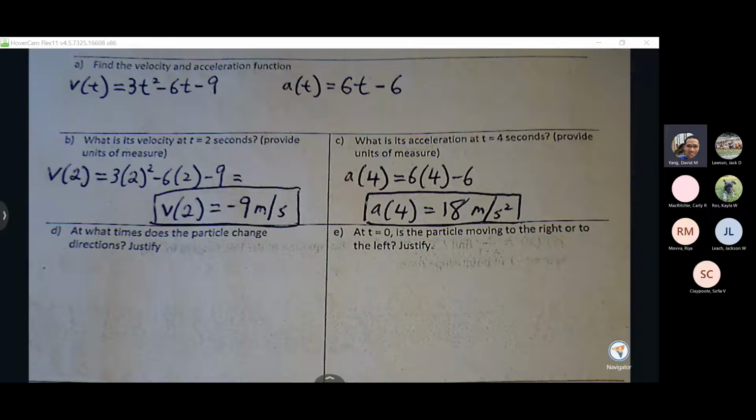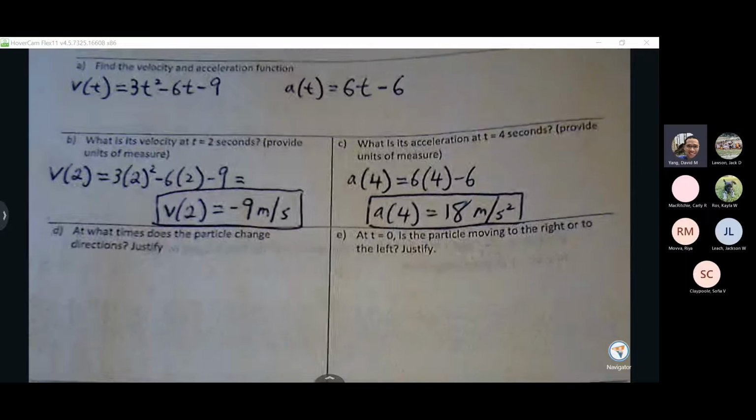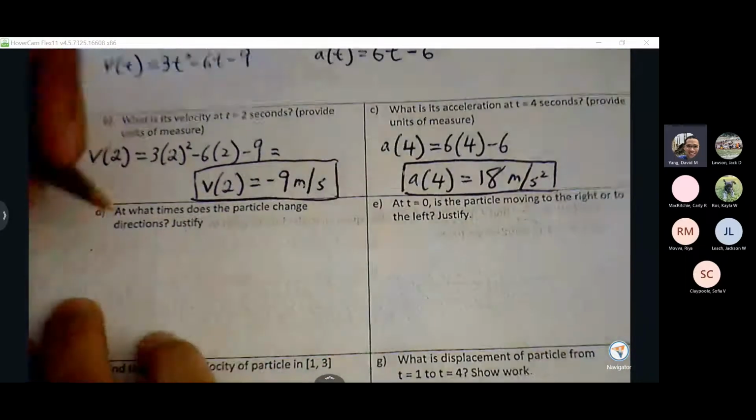At what time does the particle change directions? Justify with reasoning. So anytime we're asked about where the object changed direction, whether it's moving left or moving right, I think the easiest way to do that is to create your velocity sign line. That way you can see a visual idea as to what the object is doing in terms of its motion at any moment in time. So we'll create a velocity sign line here.